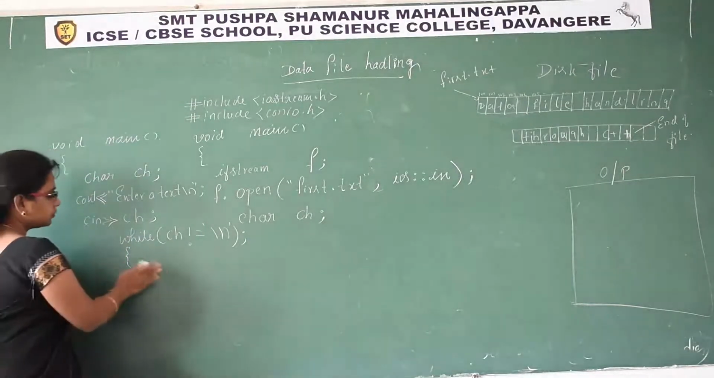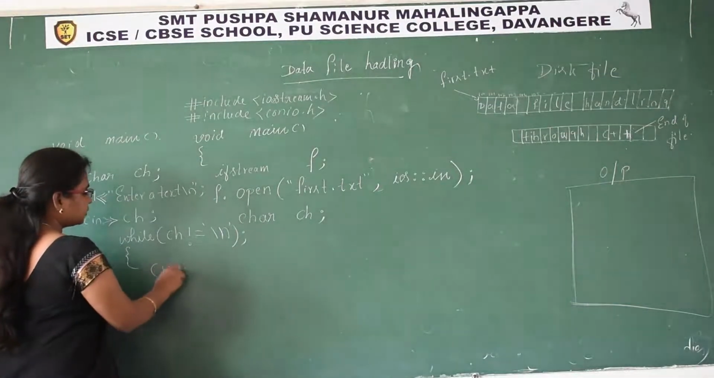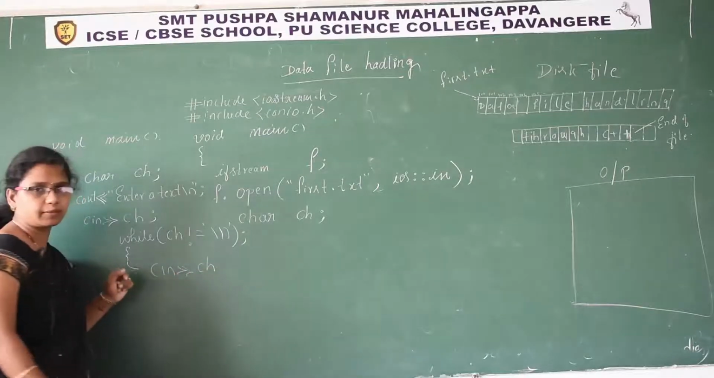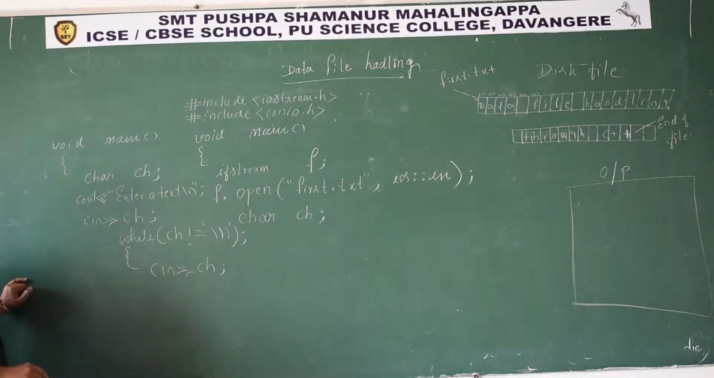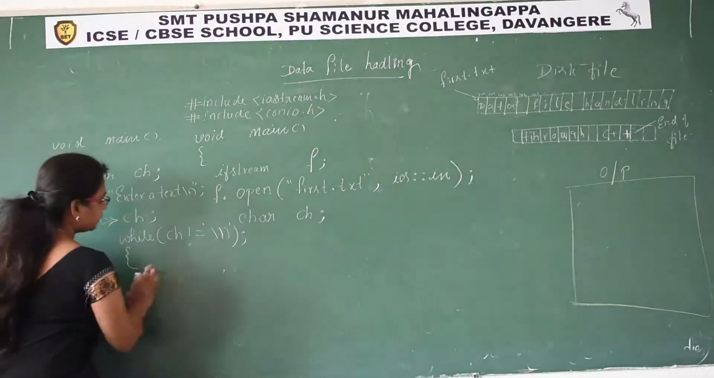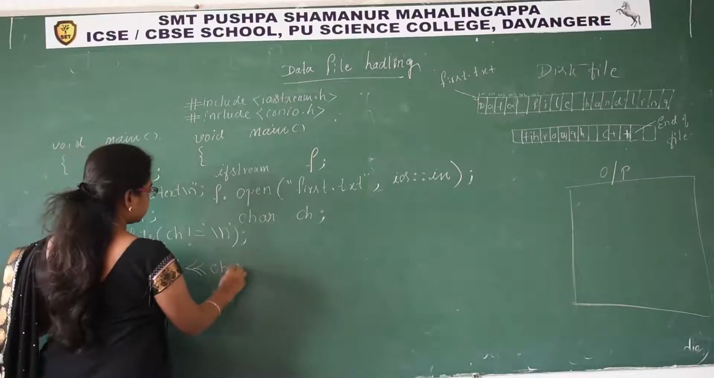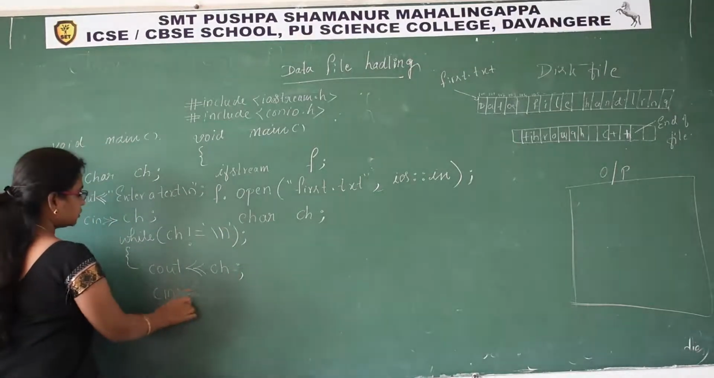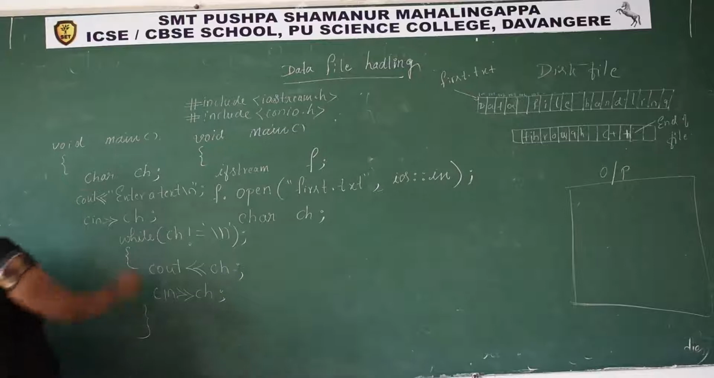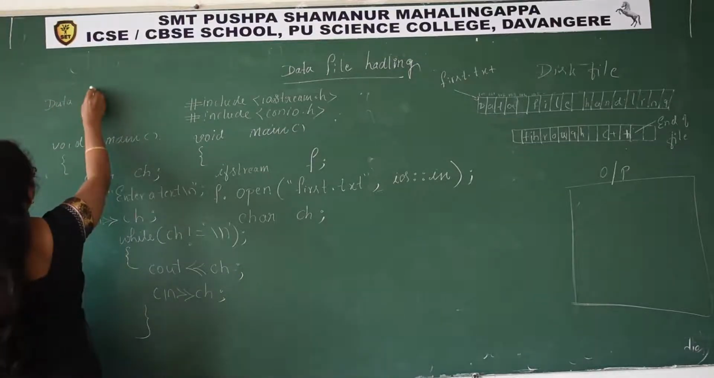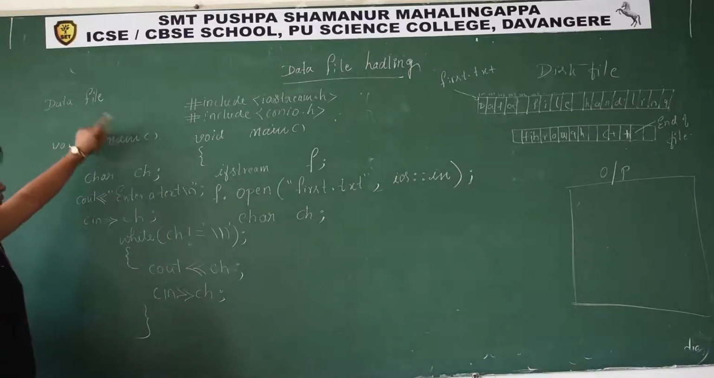So it allows the user to enter one more character. Again cin extraction ch. I am reading from the keyboard into ch. After that, first I read one character, no? Let us display that character. Cout insertion ch. Now cin extraction ch. Let us assume the input is like this: data space file. I want to read this text and display it on the screen.